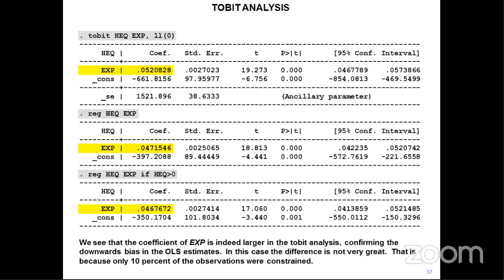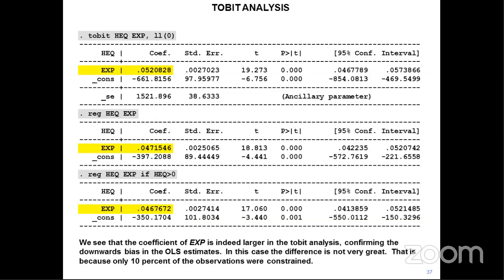The Tobit model was developed by James Tobin, the economist and econometrician. He proposed this model, and hence the model is named after him, the Tobit model or the Tobit analysis. This is about the Tobit analysis.